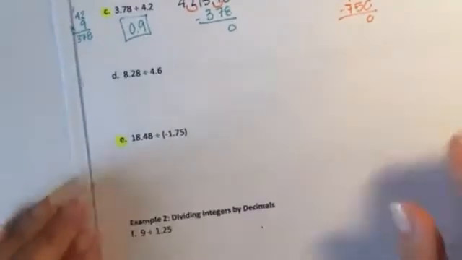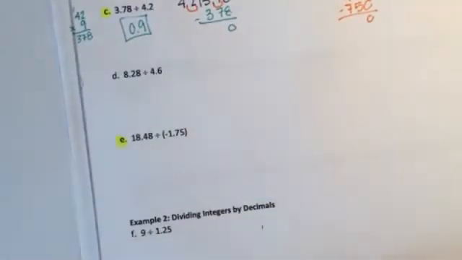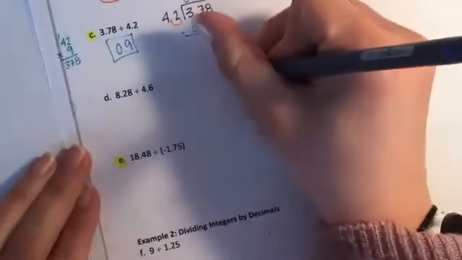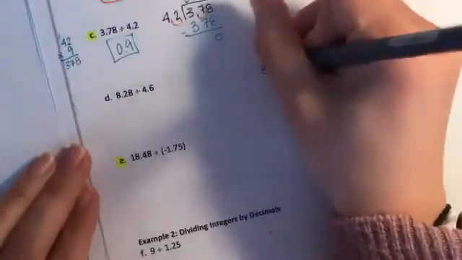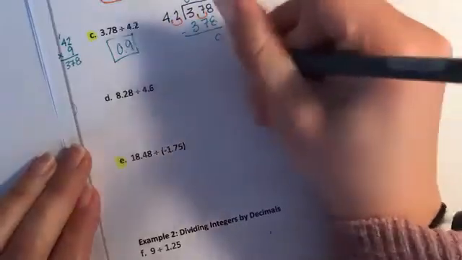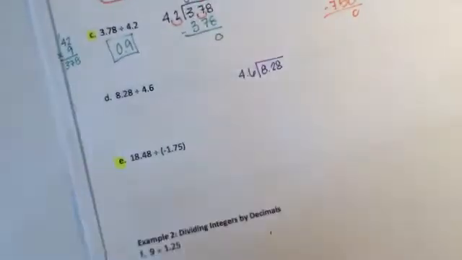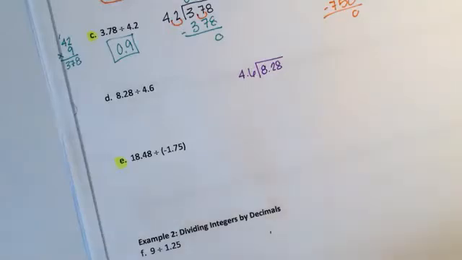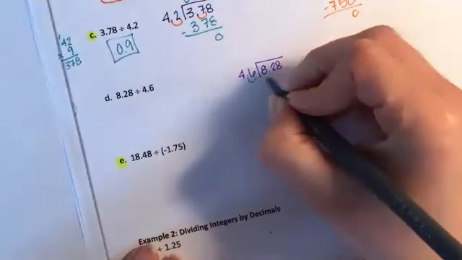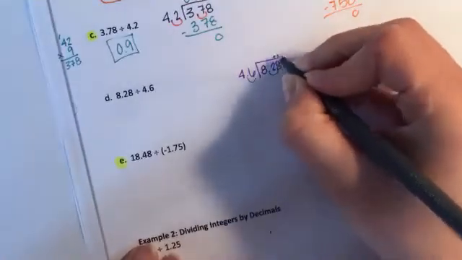Okay, so now we're going to do letter D together. And I have 8.28 divided by 4.6. And I have to move this one place. Put that up there.